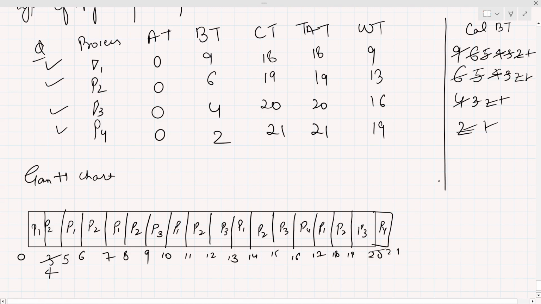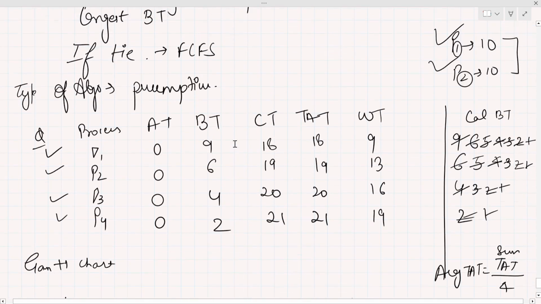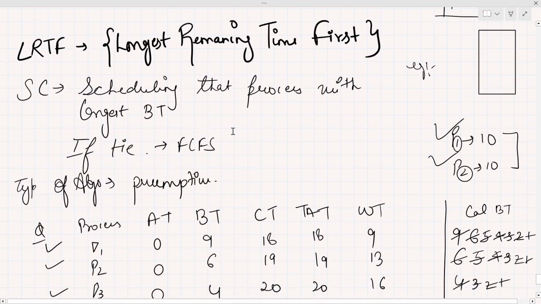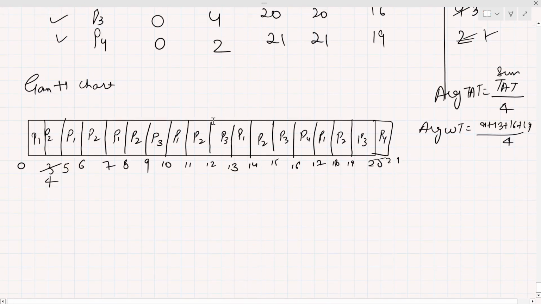So now you can easily find the average turnaround time. It is the sum of all the TAT divided by the number of processes. In this question there are 4 processes, and you do a similar thing with the waiting time: the sum of all the waiting times, 9, 13, 16, 19, divided by 4, and you will get your answer. This is how this scheduling algorithm, longest remaining time first, is solved.